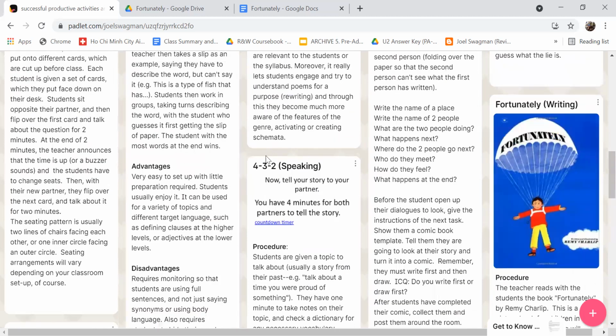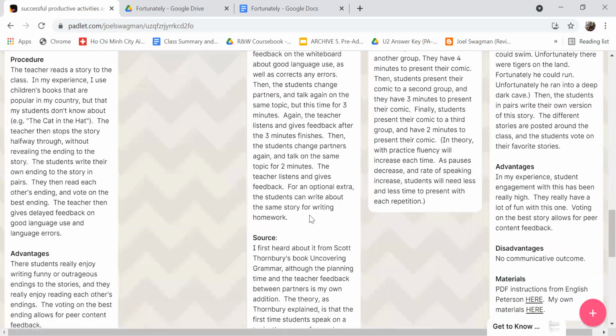The activity is called 4-3-2 because it's 4 minutes, 3 minutes, 2 minutes. And the way Thornberry wrote it, it was 4 minutes for one person to talk and tell their story. I've never had a student who was able to talk for 4 minutes. Typically, in my classroom, they dry up after 2 minutes. So I've adjusted this to 4 minutes for both partners to tell their story. But I guess as it was originally formulated, it's 4 minutes just for one person.